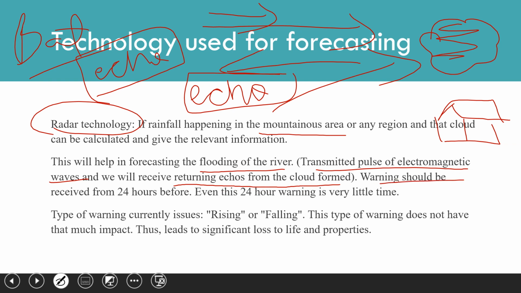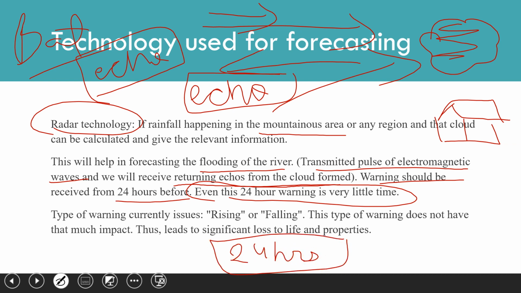So the warning should be received 24 hours before. Even this 24-hour warning is very little. See what this radar technology currently does: it gets the information and gives accurate information before 24 hours only. And it may also fail. It is not that what they predict is certain to happen, but most chances are that the prediction is true. So the timeline given by them is 24 hours.